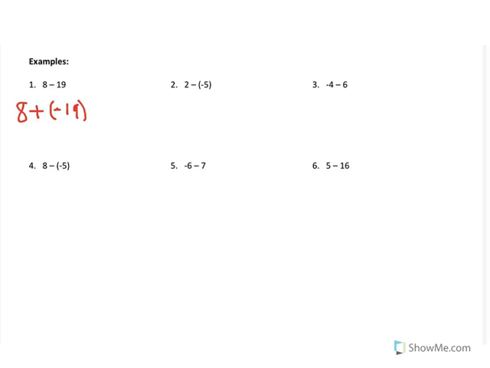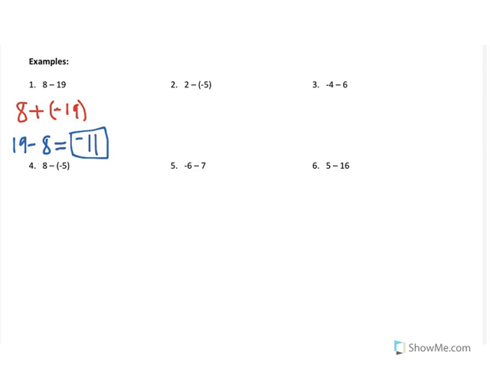All right? So then we're going to apply those rules. We have to ask ourselves, are the signs the same or different? Well, positive 8 and negative 19 are different, just like we would have done yesterday. So I'm going to do 19 minus 8. That's going to give me 11. And then I'm going to give it the sign of the bigger number, so negative. My answer, 8 minus 19, is negative 11.